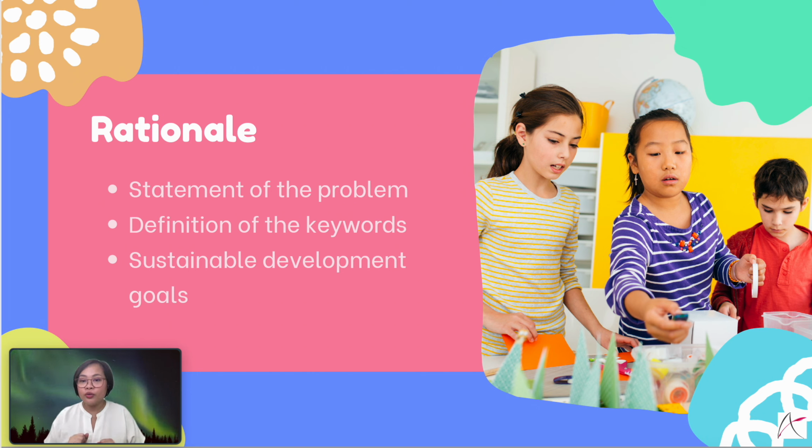The third one is sustainable development goals. For the SDGs, it can be put in a separate slide, but still part of the rationale. It should highlight what are the United Nations Sustainable Development Goals that are relevant to this particular research. There are 17, so they can identify maybe two or three, and they need to explain clearly why these particular goals are relevant to the issue that they are researching about.